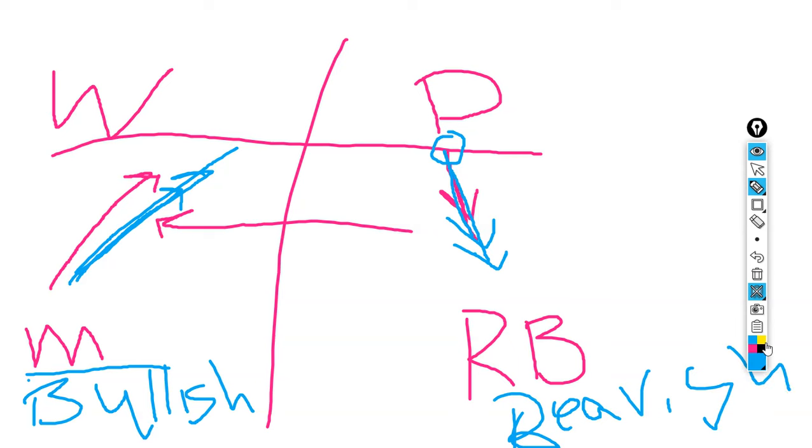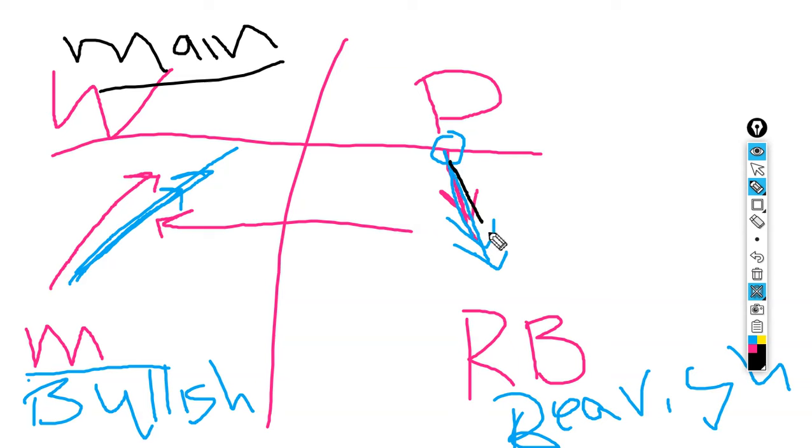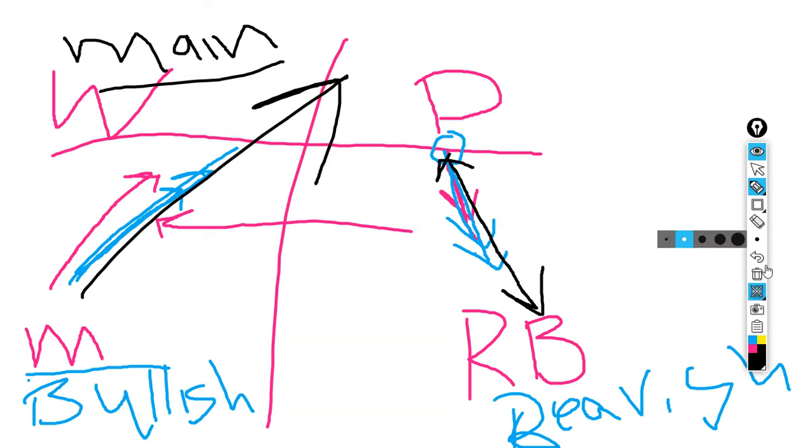This is the main direction. Weekly is the main direction. Or weekly as a majority. We must wait for the daily to finish. The roadblock must be finished. When the roadblock is finished, then we buy for the main direction, when the pullback ends. Let me show you.